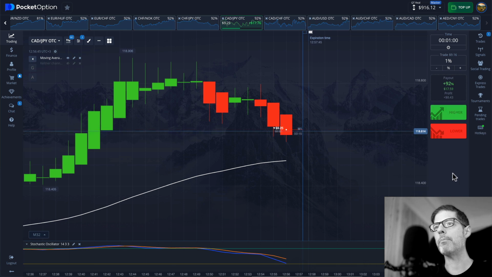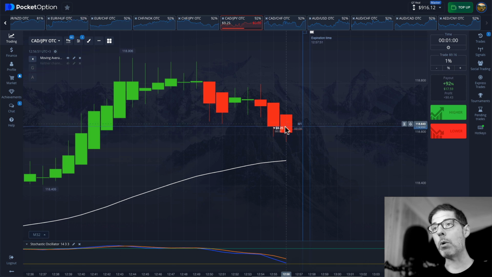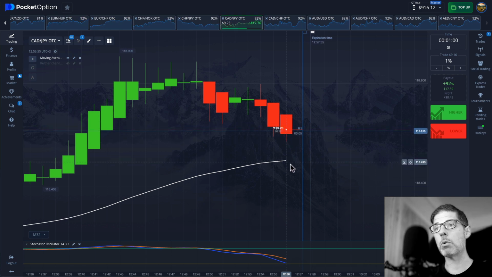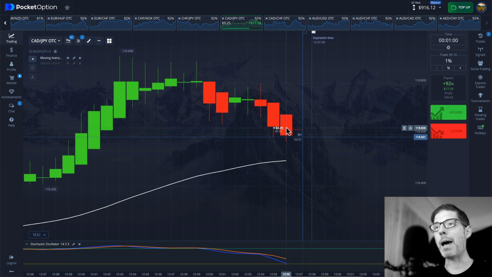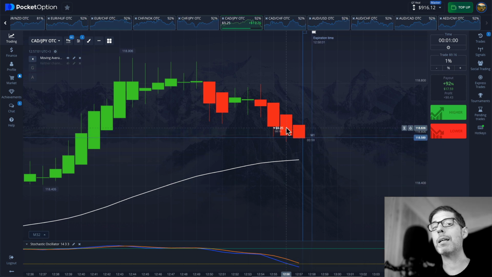And I do this all the time. So now we're anticipating this red heikin ashi candle going down so it touches this 50 moving average. That's what we're looking at here. But while it's pulled back a little bit, that gives us an opportunity to enter the market.